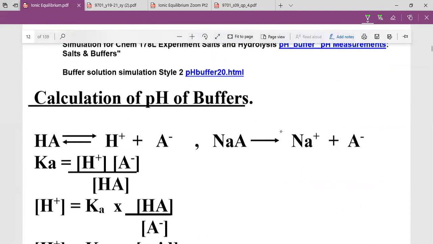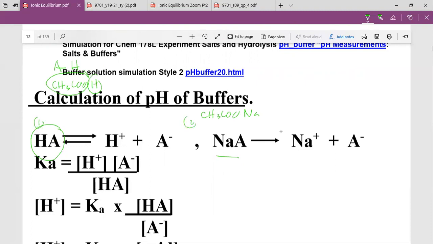Remember, a buffer is made out of two things here: the weak acid HA. HA, of course, in this case here is CH3COOH. That means this is your A, this is your H, but they put HA. And this is your sodium salt. This one, of course, is your CH3COONa. All right, so remember this is one equation, this is another equation.